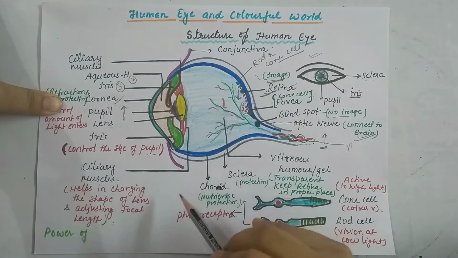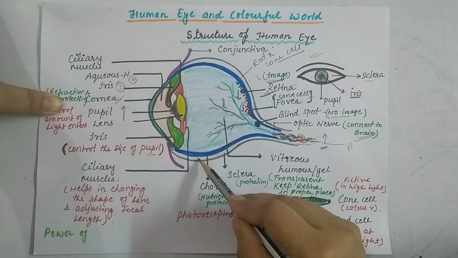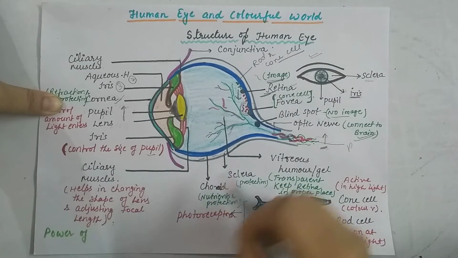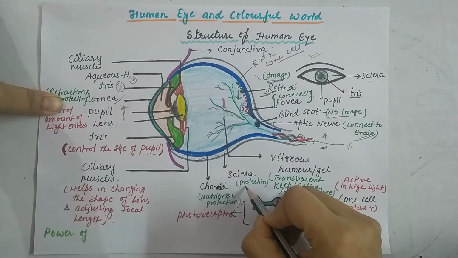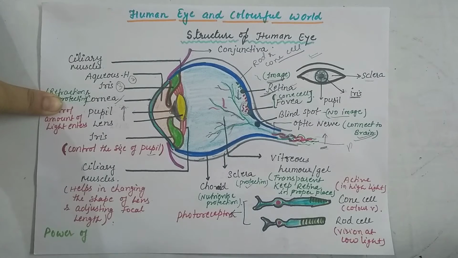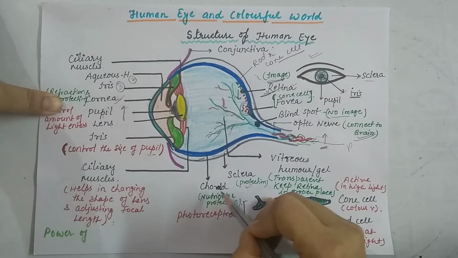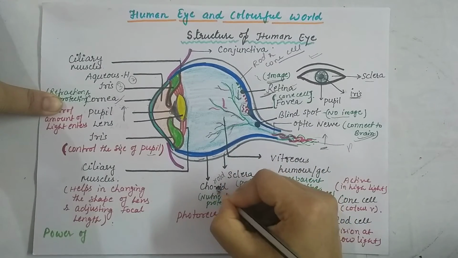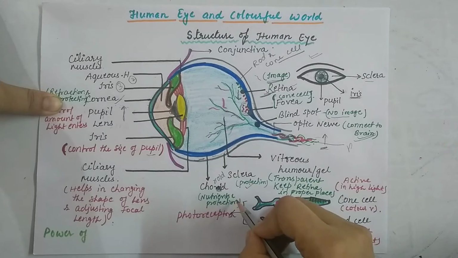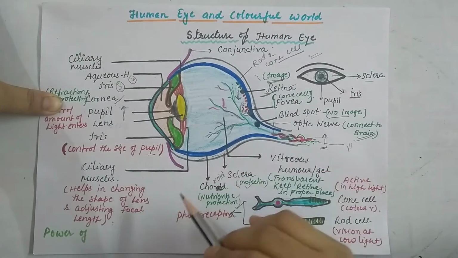Now, the white part of the eye, this white color part you are able to see here, is called the sclera, and it helps in the protection of the eyes. And one more blue color line you are able to see here is called the choroid. Choroid is a layer which provides nutrition and protection to the eye.